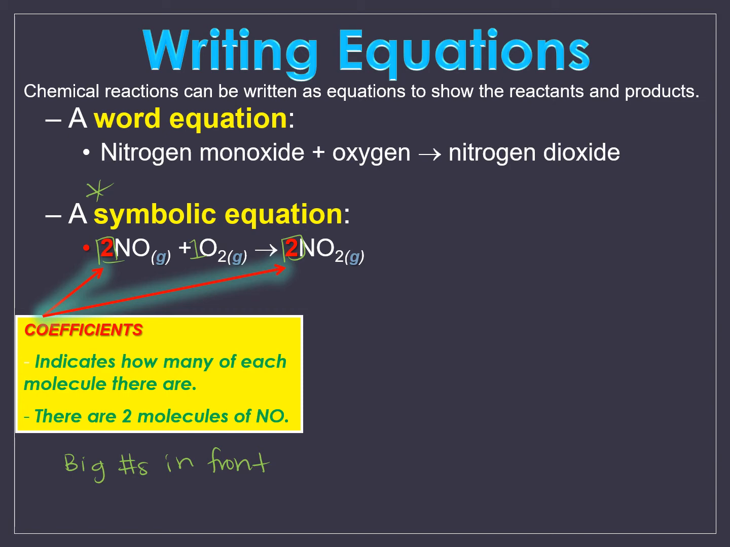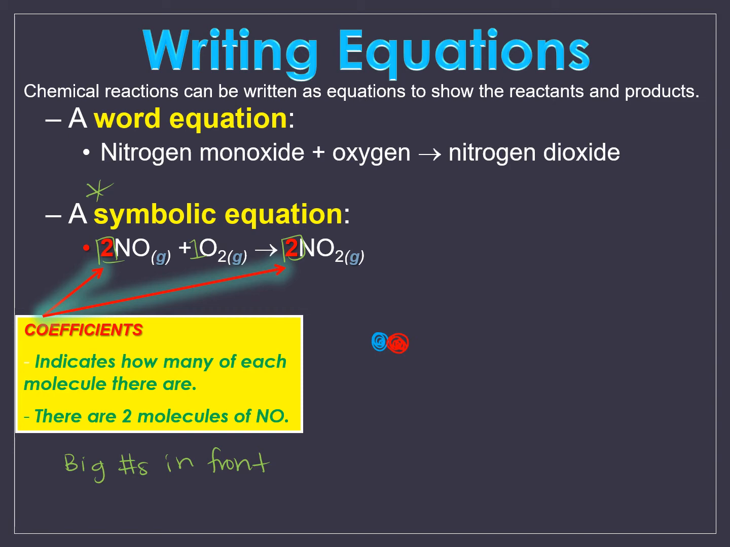What exactly does a coefficient tell me? How many of this molecule must be present for this reaction to occur? So one nitrogen monoxide, let me do my colors here. I'm going to do nitrogen in blue, and I'll do oxygen in red. There is one nitrogen monoxide.